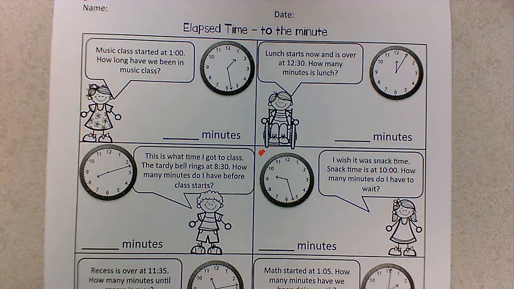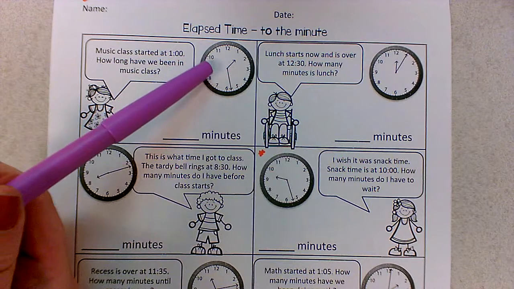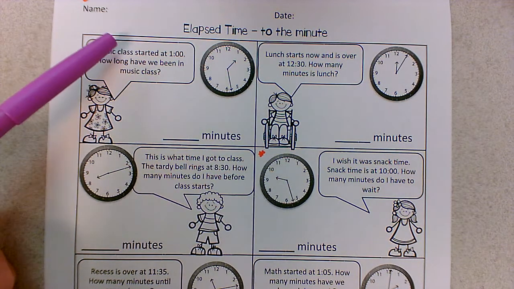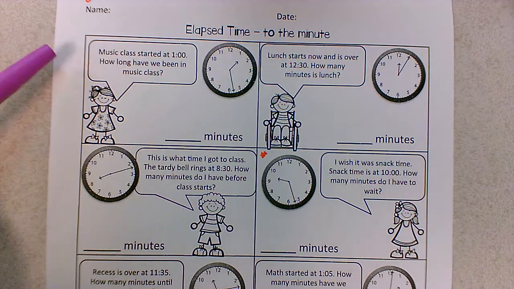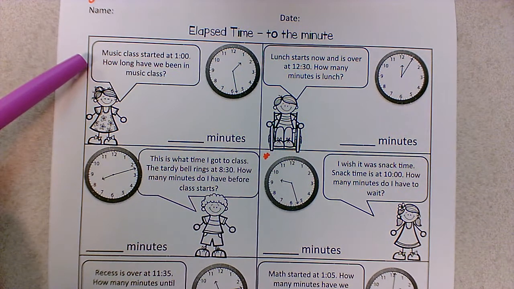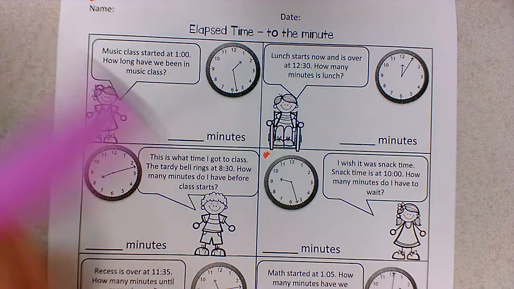Okay, fourth grade, we're going to finish up with elapsed time to decide how much time has passed. And so we're going to look at a couple different types of problems today. These problems that you'll see have our analog clock, and it has a little story problem. And so we're going to check out this one first that says music class started at 1 o'clock.